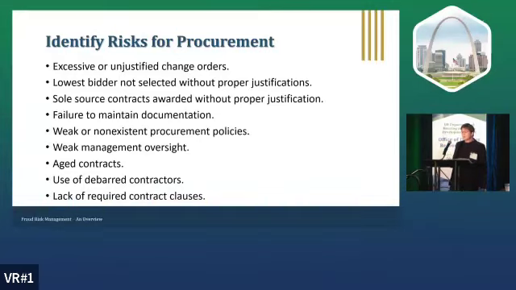Weak or non-existent policies and procedures. It's a sign that the opportunity is there for something to go wrong. Weak management oversight. Aged contracts. Really, your contract shouldn't go over 5 years before you rebid. If they are, it's an indication that you are not doing fair and open competition. Debarred contractors, go out and check sam.gov. Lack of required contract clauses. Those are in 24 CFR 570 and 2 CFR 200.